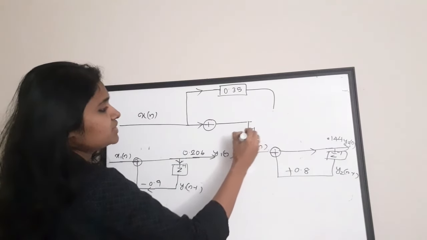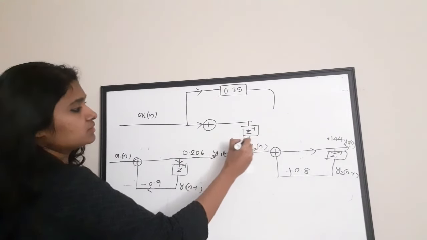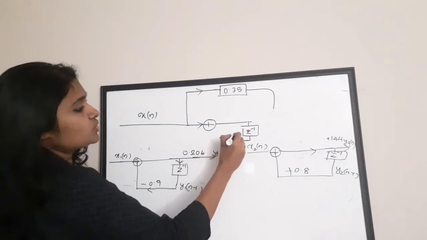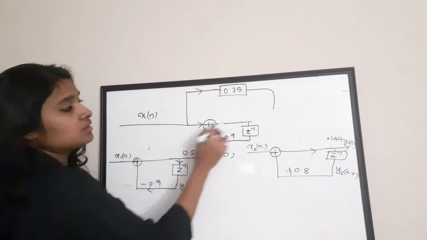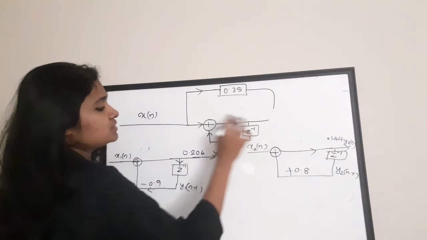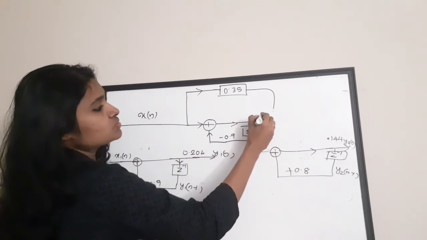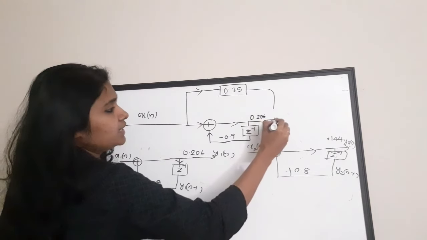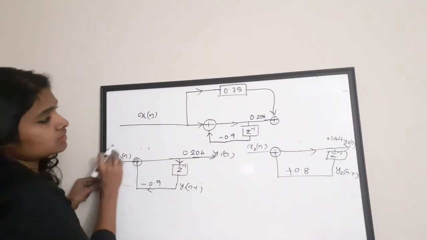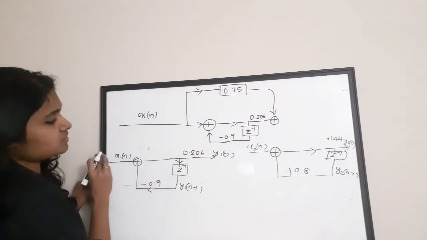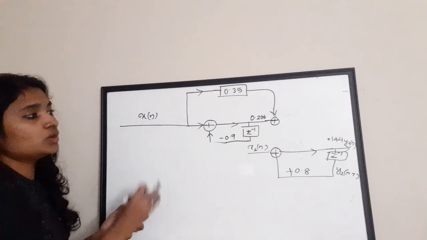so there is a delay element here. That is, just draw this block diagram here. Then there is a minus 0.9. It is coming to this summer. Then here there is a 0.206. So 0.206. And this is being added with this constant term. Okay. Now we have drawn our h1 of z complete. Now we need to draw our h2 of z with this part of the block diagram.